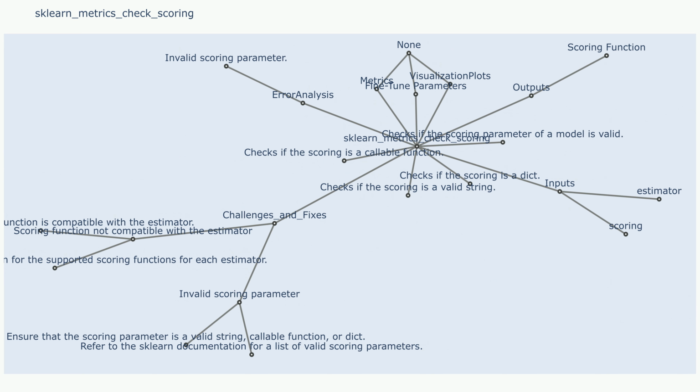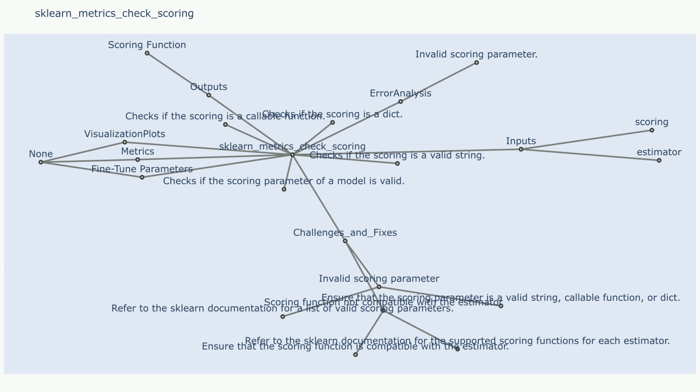Challenge 2: using a scoring metric inappropriate for the task. Sample use case: trying to use an accuracy metric for a regression task or a classification metric for an unsupervised learning problem. Fixes: ensure that the selected metric is appropriate for the task (classification, regression, clustering, etc.). Use appropriate metrics designed for each task.